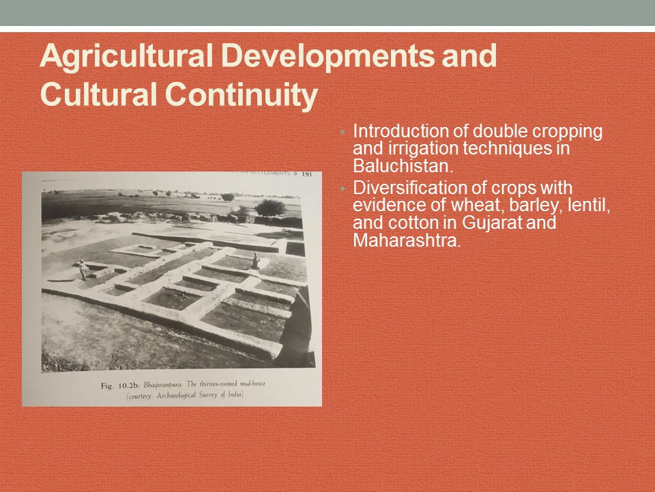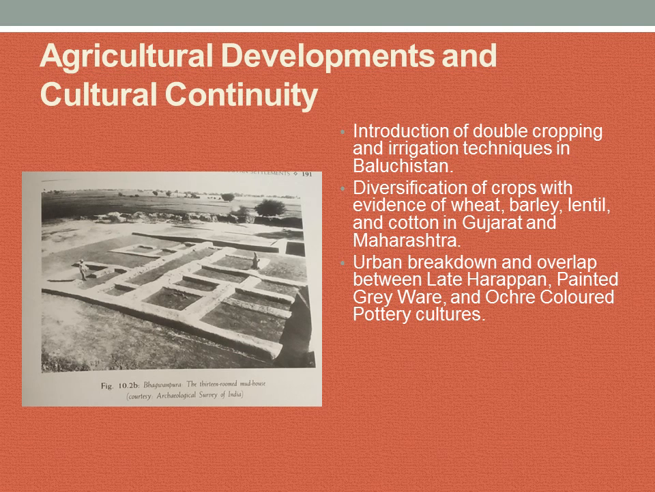Diversification of crops was there, with evidence of wheat, barley, lentil and cotton in Gujarat and Maharashtra. So these were the diverse crops that were grown in the areas of Gujarat and Maharashtra during the late Harappan phase. Urban breakdown and overlap was there between the late Harappan, painted greyware and ochre colored pottery cultures.